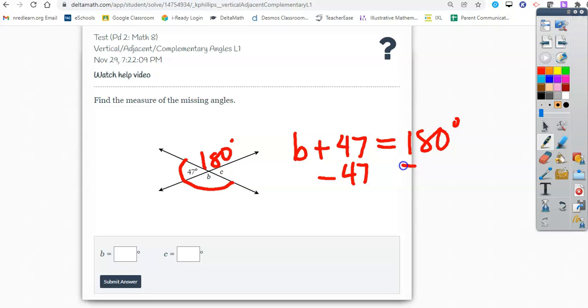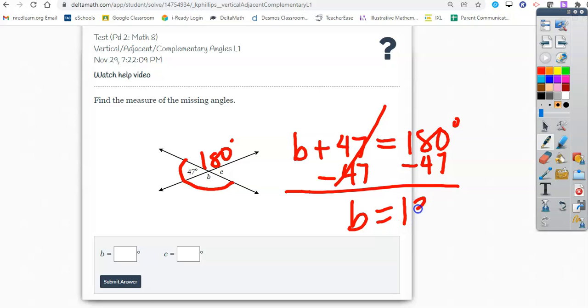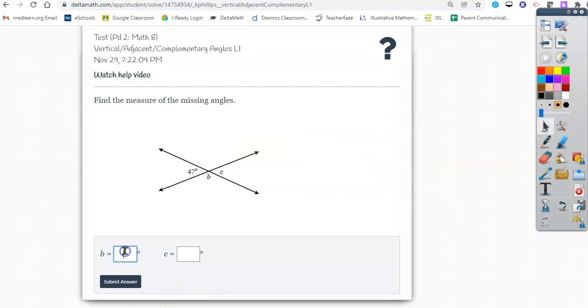So I subtract 47 from both sides of my equation here, and I get my B value of 133. Use a calculator if you need to. So I'll type that value in here, 133.